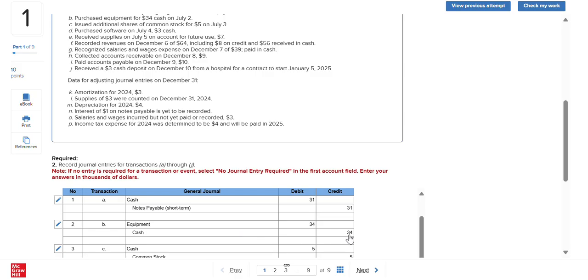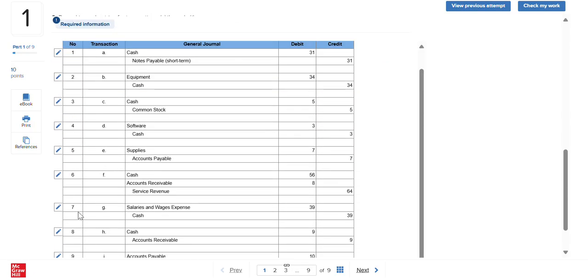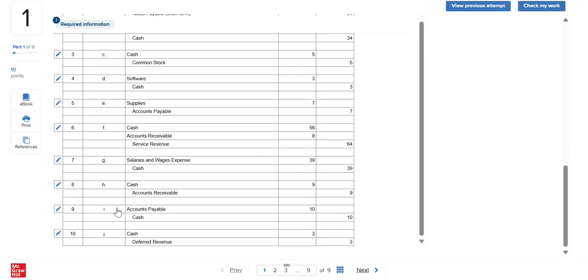And whenever assets go up, they're debited, and whenever they go down, they're credited. So that's why since equipment went up, it was debited, and since cash went down, it was credited. And I just did everything the same way for the rest of the transactions.